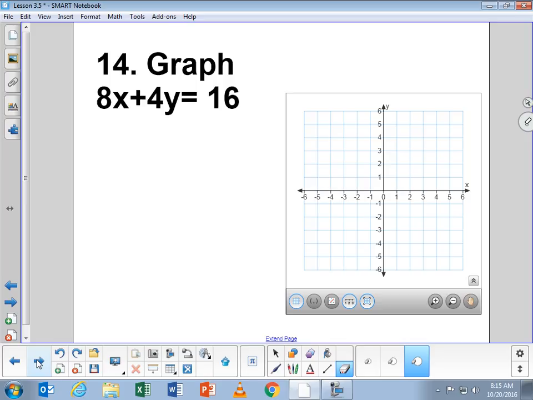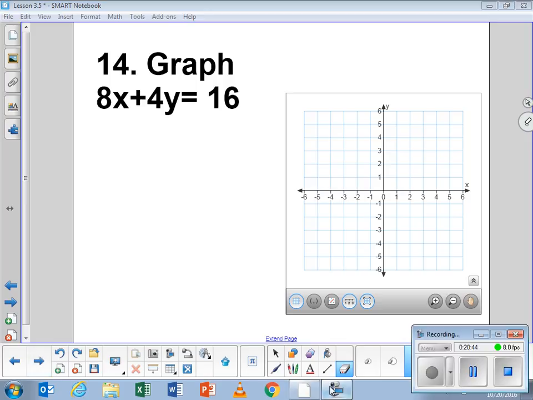Here's another example. Is that method going to work well on this one? No. Now try it. I'm going to pause this in your group. Yes, actually. Use the x and y intercepts and try to graph this.